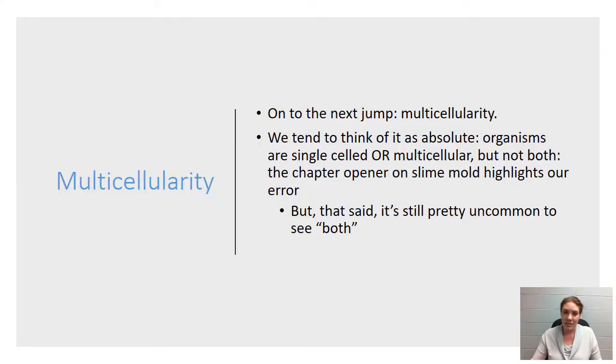So as we move on to the next stage in this, we get to multicellularity. And when do organisms go from being single-celled to being multicelled? And we tend to think of this as being pretty absolute. You know, organisms either are single-celled or are multi-celled, and that's not exactly fair, because we already saw in the chapter beginning thing with the slime molds that there are some weird freaky things that can kind of do both. It's not common though.